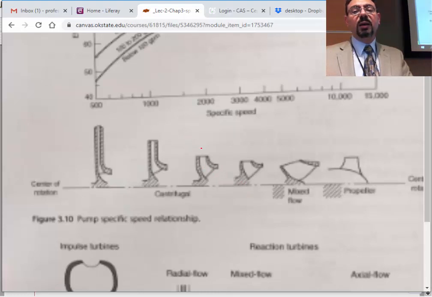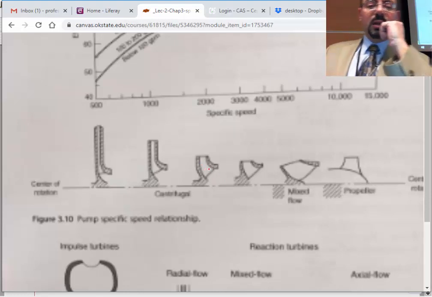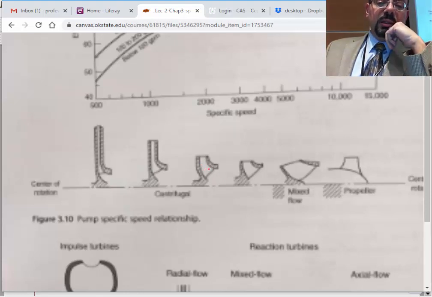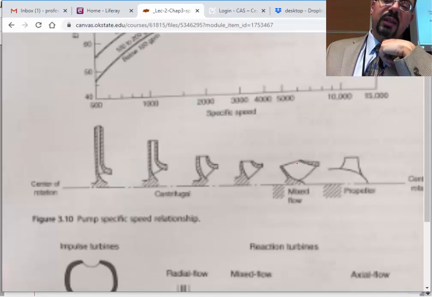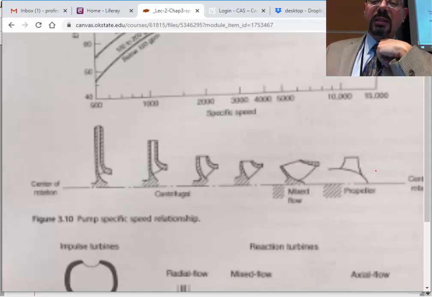But the point is, the flow doesn't come in exactly radial, right? So there is this one, this is a good mixed flow, right? So the flow comes like this and leaves like this, not leaving radial, not leaving axial. This one is all axial because the flow comes like this and leaves like this.